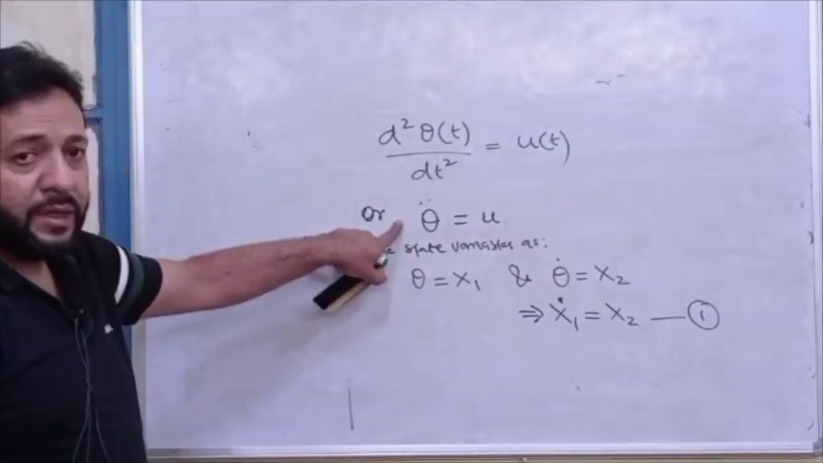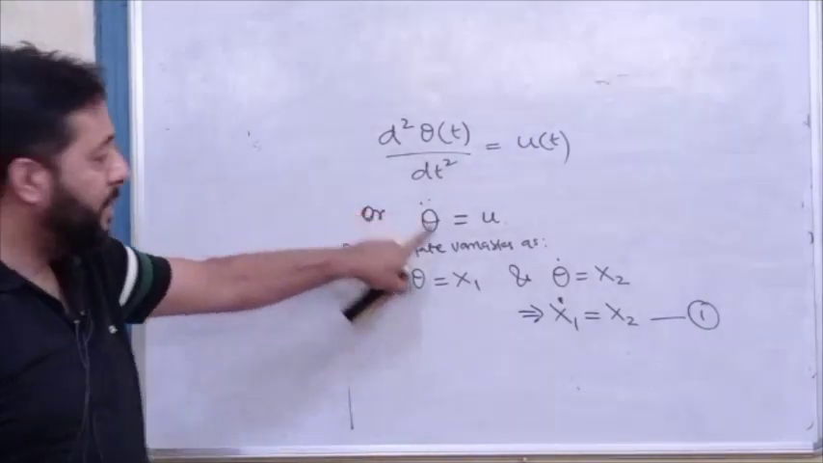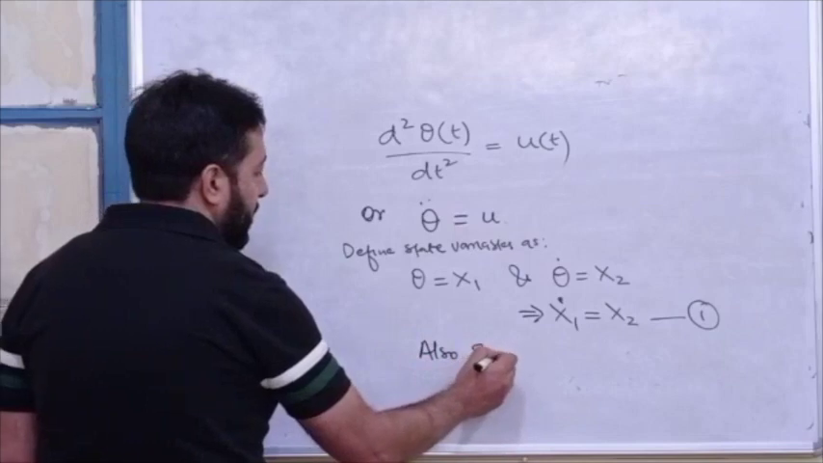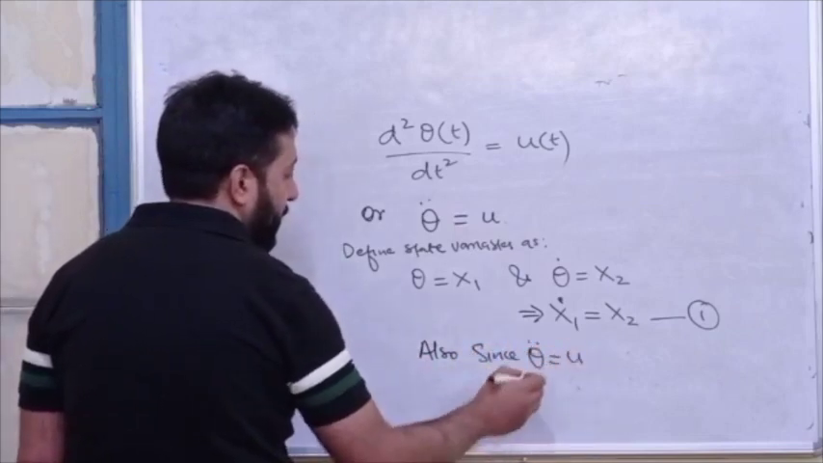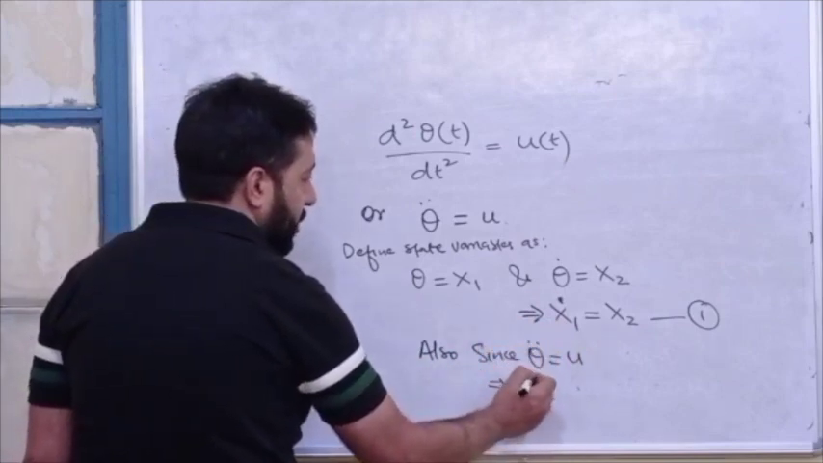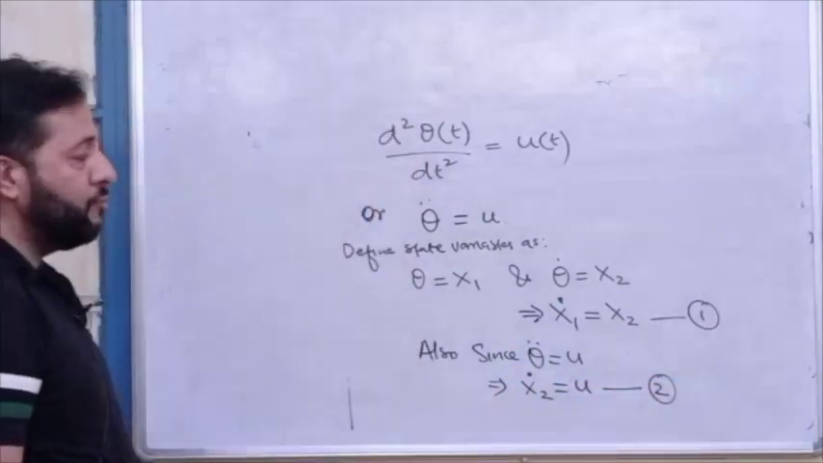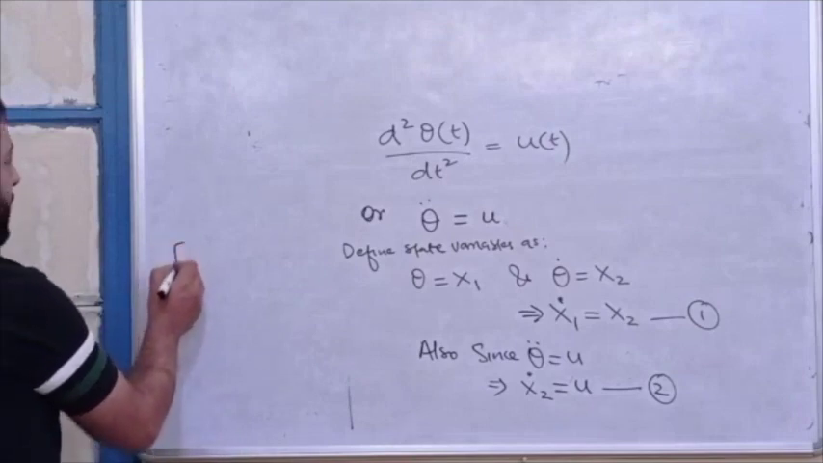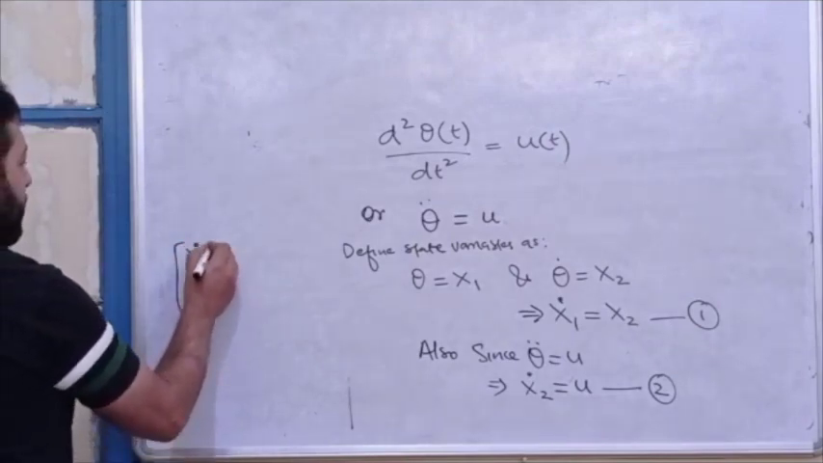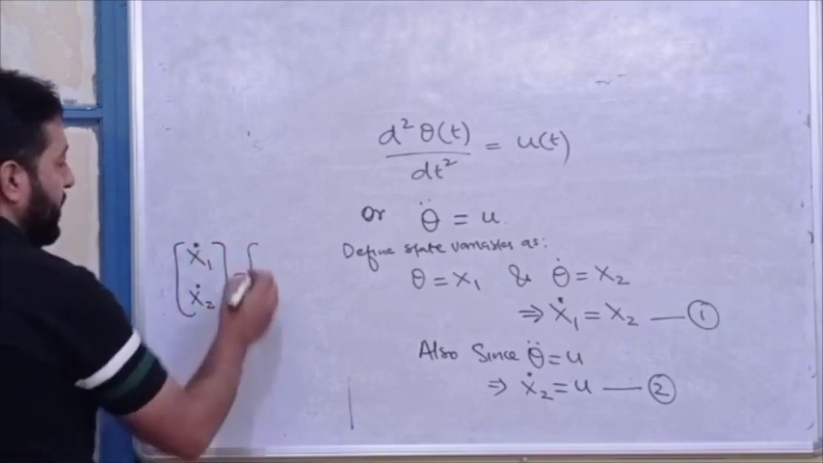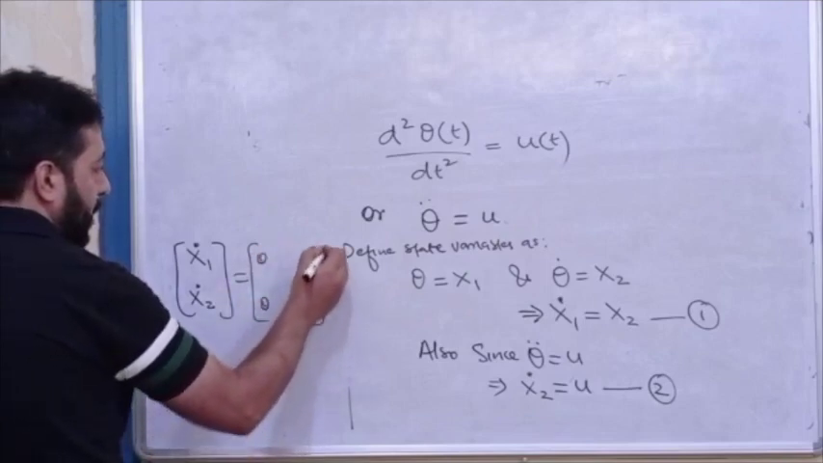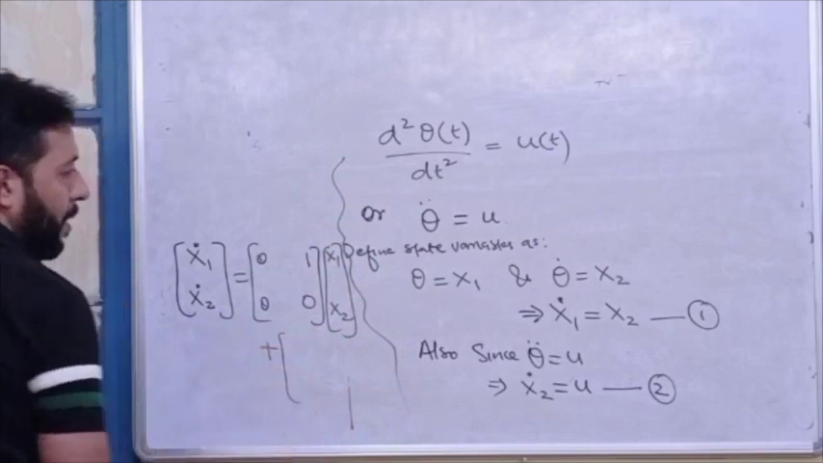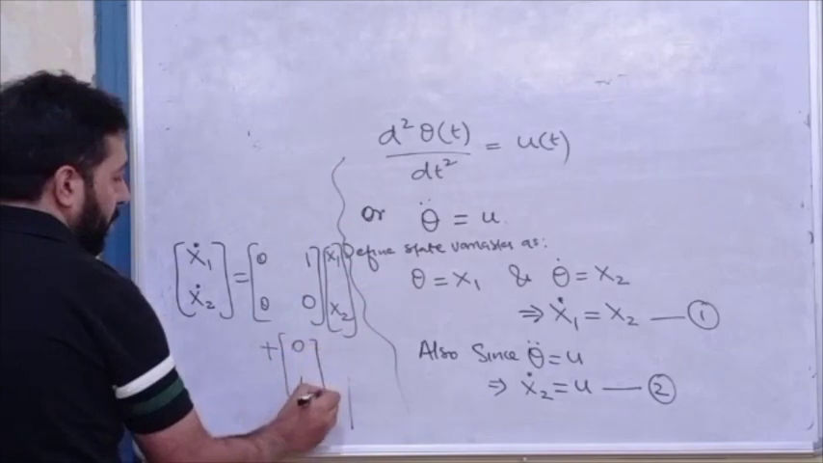And if I substitute it here, what will I get? यहां पे थीटा डबल डॉट है, थीटा डॉट को मैंने एक्स टू बोला, so theta double dot is x2 dot, है ना? Also since theta double dot equal to u, which implies theta double dot means theta dot का dot, that is x2 dot equal to u, this becomes my equation number 2, सही है? Now, writing equation 1 and 2 in matrix form, so what will I get? I will get x1 dot x2 dot equal to 0, 1, 0, 0, x1 and x2, plus 0, 1, u, सही है ना?